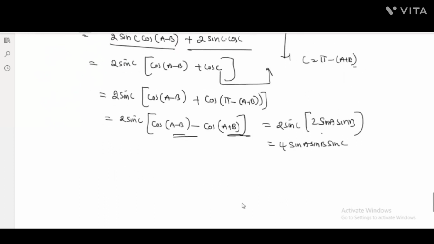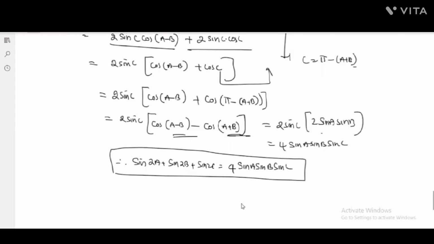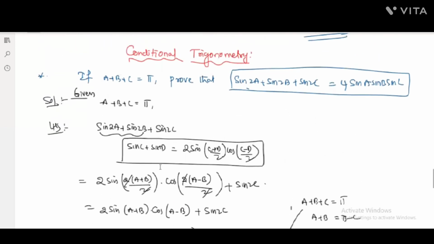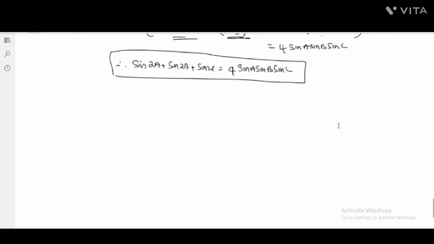So what we can finalize is sin 2A plus sin 2B plus sin 2C is equal to 4 sin A sin B sin C. So this is what we can prove. This is only what they are asking to prove: if A plus B plus C is equal to 180, prove that sin 2A plus sin 2B plus sin 2C is equal to 4 sin A sin B sin C. So this is what we have proved.